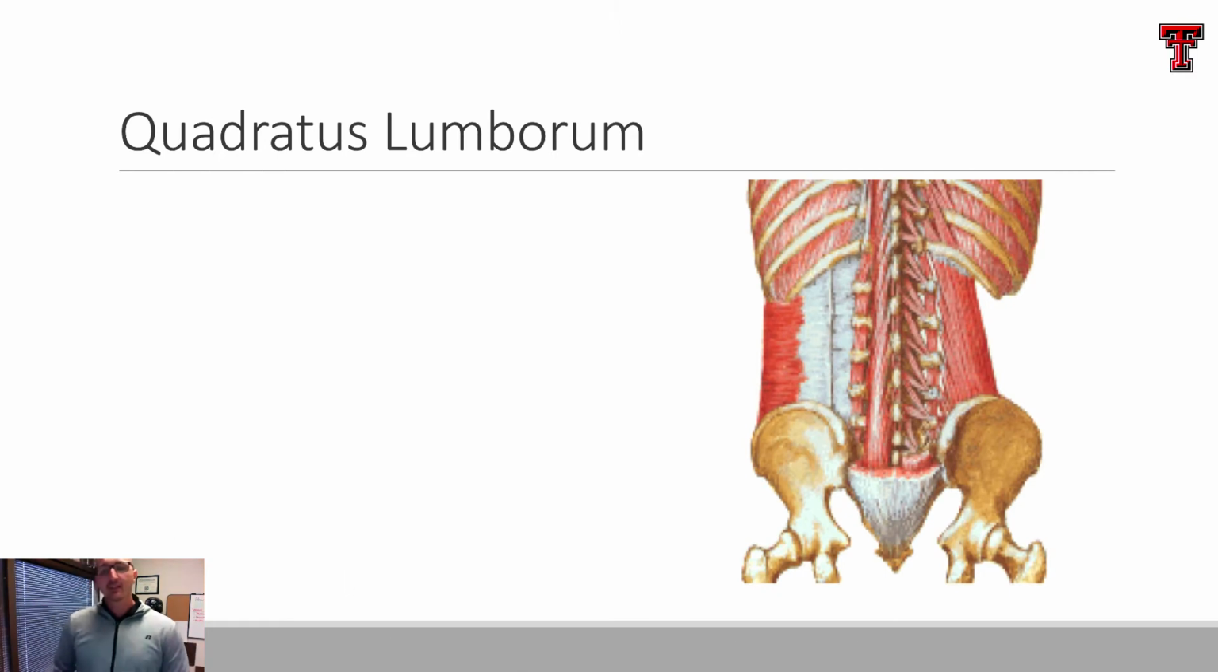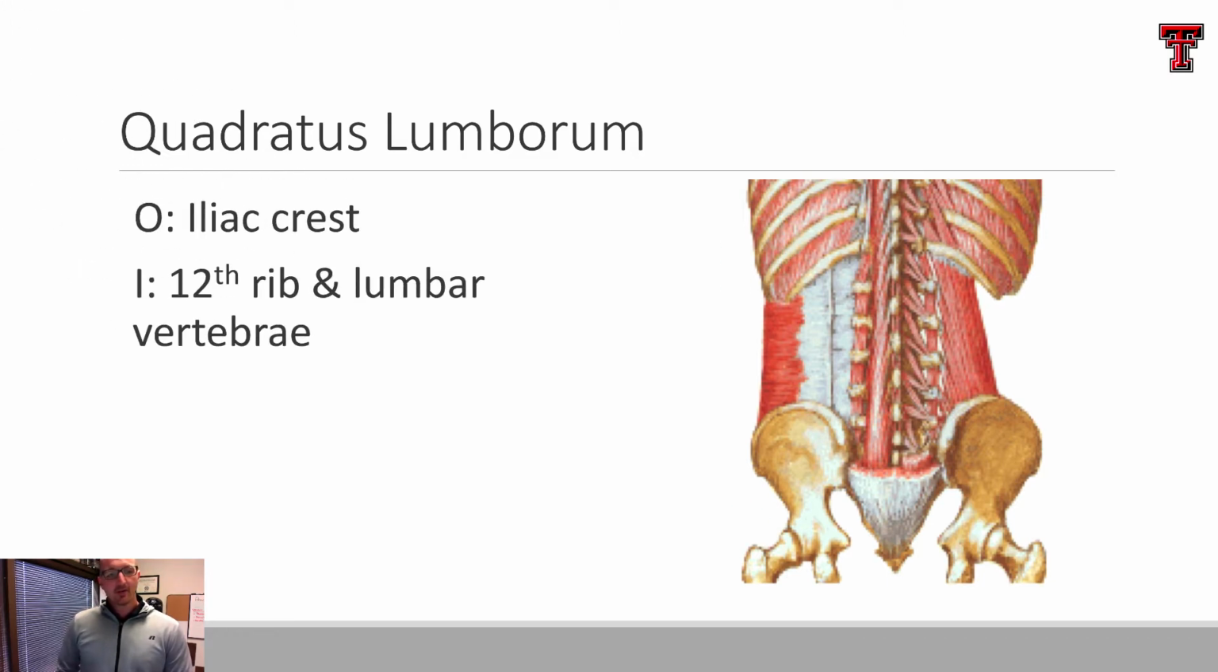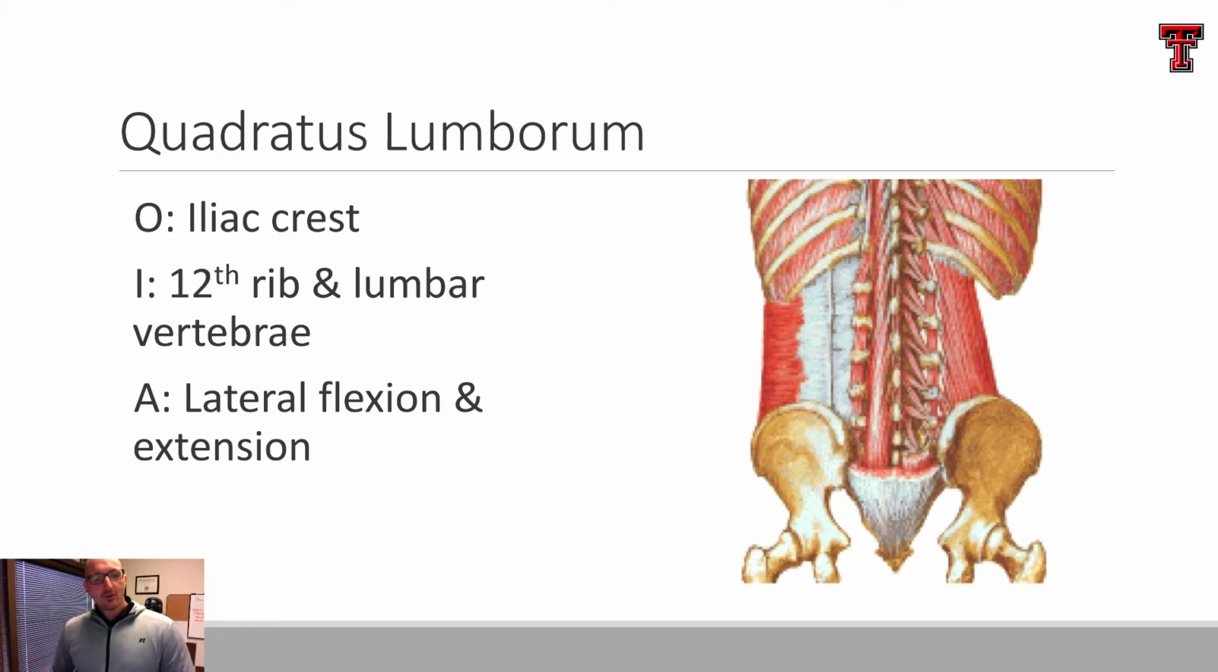Okay, the QL. This is an important posterior muscle. So it's going to originate on the iliac crest, posterior hip, and it's going to insert into the 12th rib as well as the L1 lumbar vertebrae and the entire lumbar spine. So coupled together, left and right QL activation is going to lead to extension, one side or the other is going to lead to lateral flexion, side bending, basically.